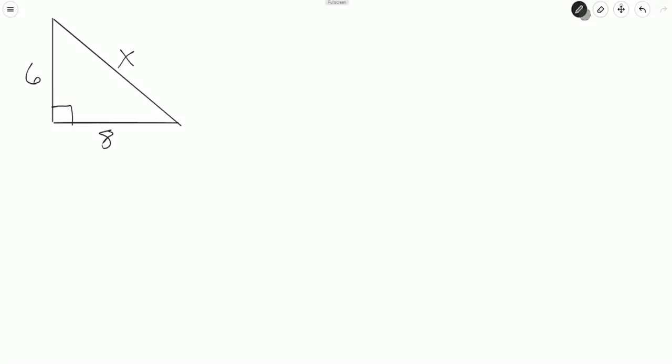Hey guys, today I'm doing a video on how to find the sides of a right triangle using the Pythagorean Theorem. So the Pythagorean Theorem is a relationship between the sides of a right triangle. It only works for a right triangle. And the equation for that is a squared plus b squared equals c squared.